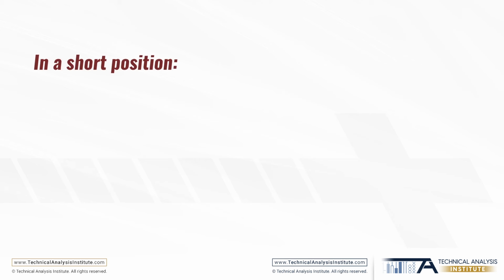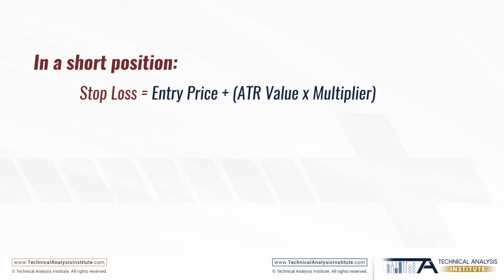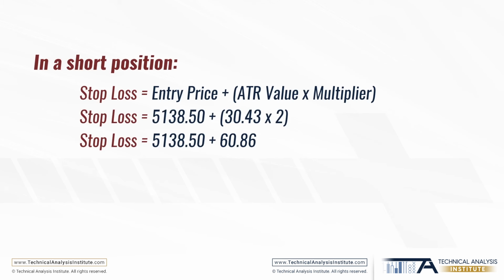Now let's say that instead of going long at 5138.50, you decide to go short. In that case, using the same 2 times multiplier, the stop loss equals entry price plus ATR value times multiplier. So stop loss in this case is 5138.50 plus the 60.86 of the ATR value times the multiplier. And that equals 5199.36.